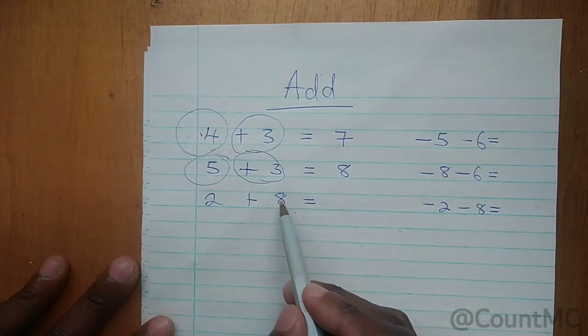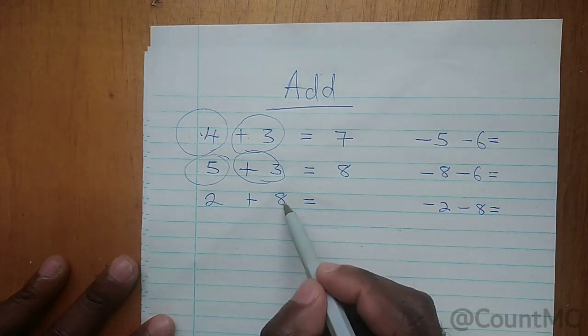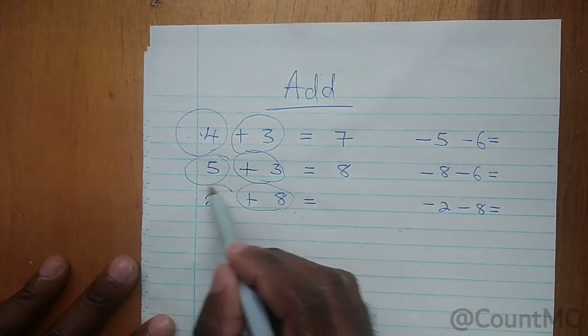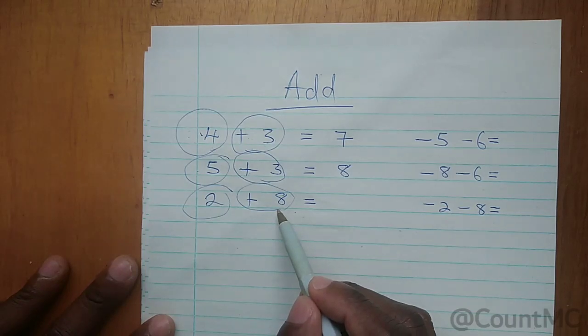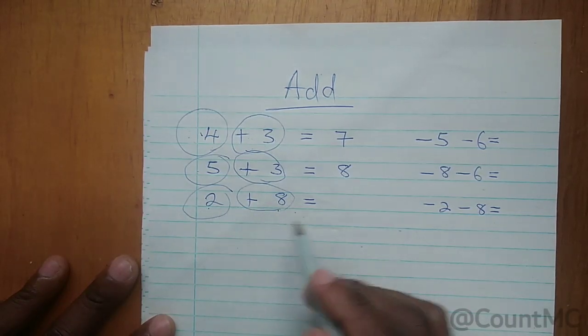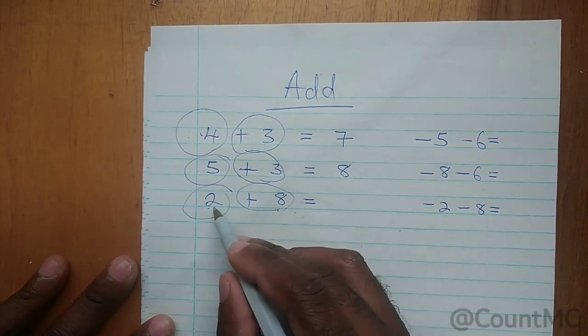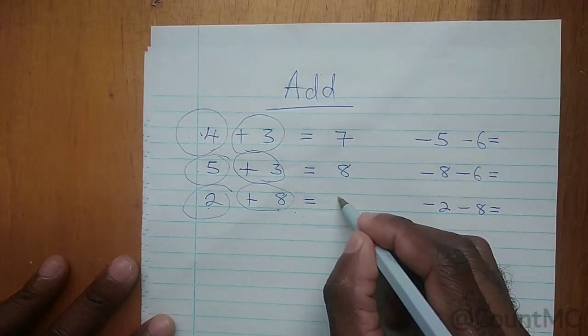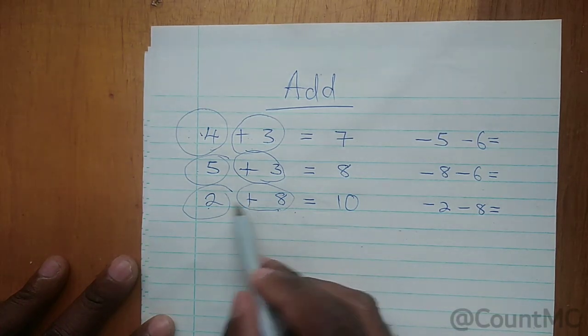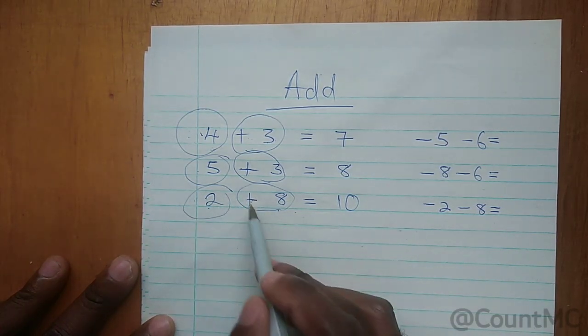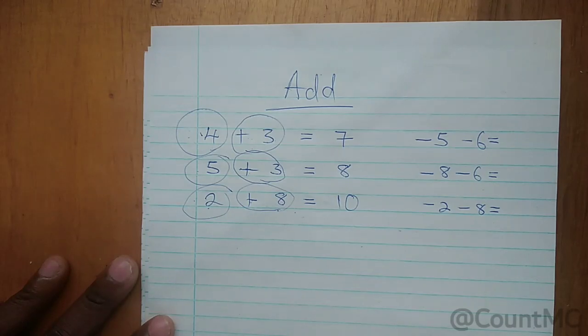Let's do the next one. 2 plus 8. This is a positive 2. This is a positive 8. So since the signs are the same, you add 8 plus 2. You get a 10. Then now you look at the most common sign, it is a positive. So that's how you add integers.